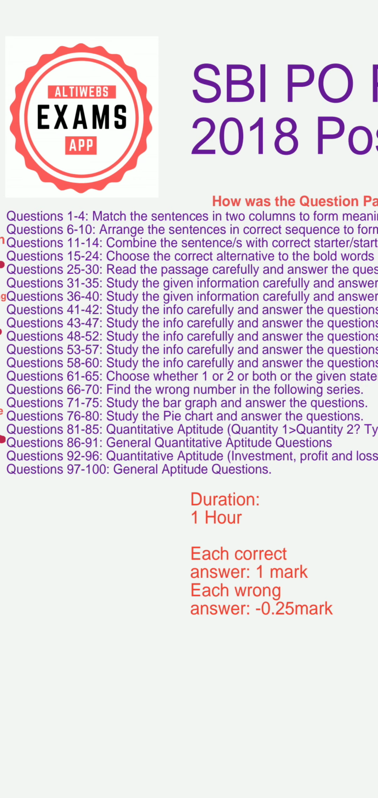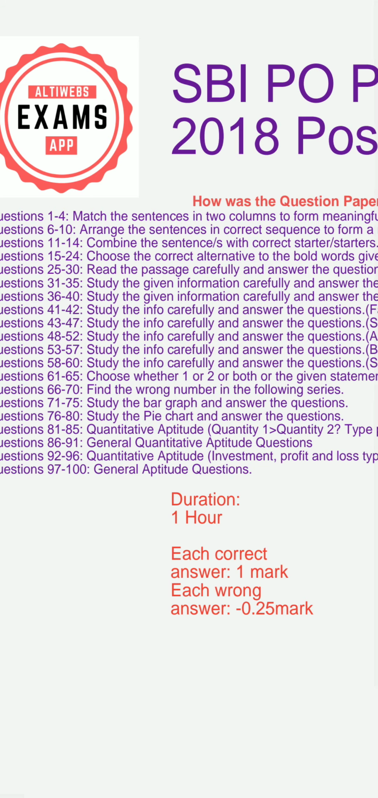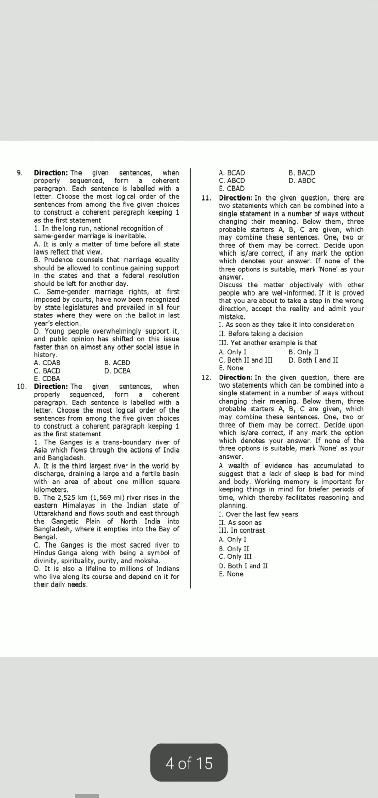Combine the sentences with correct starter or starters. Now here we are going to add the starters to the sentences. Okay, and if you see, it's 11 to 14 questions, so it means 14 questions. Let me show you one example. Let's go to 11.